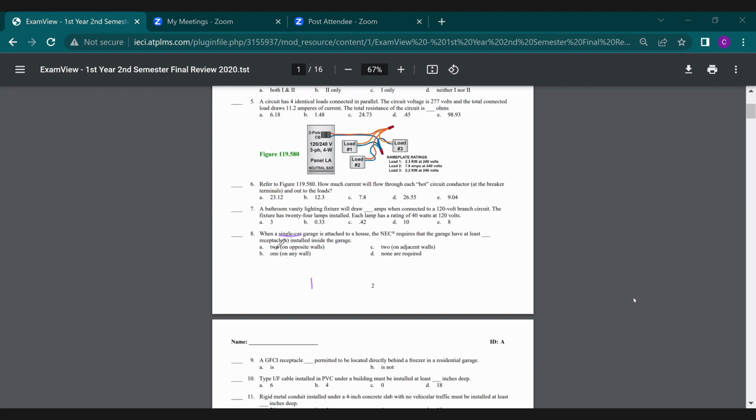All right, we look at our answers. 2 on opposite walls, no. 2 on adjacent walls, no. 1 on any wall is what we're going to go with.